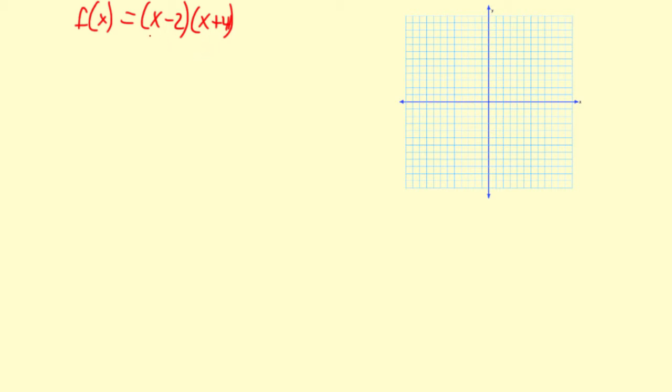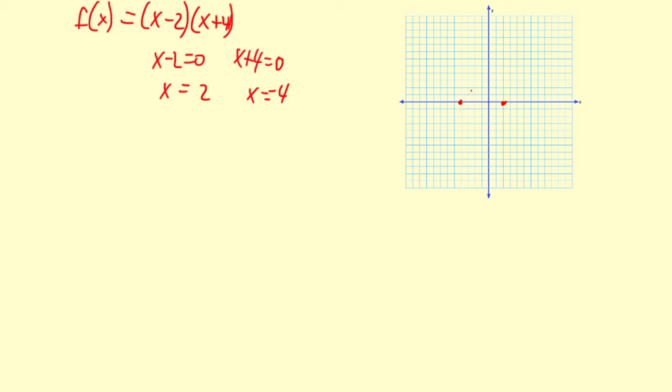So what you can do is you can use each one of these factors to get your x-intercepts. So in this first one, x minus 2 equals 0. So x equals 2, because you add 2 to both sides. X plus 4 equals 0. Subtract 4 to get x equals negative 4. So then you can plot those points. X equals 2. X equals negative 4.